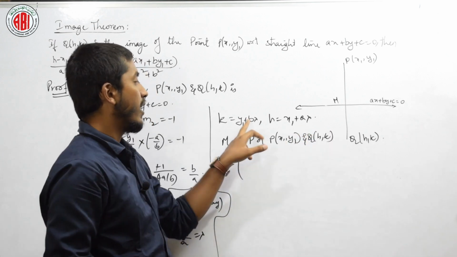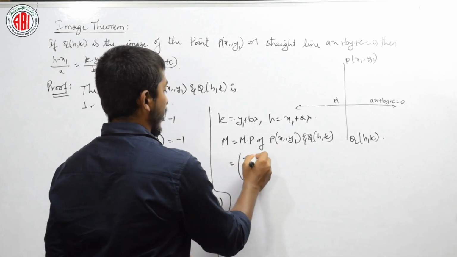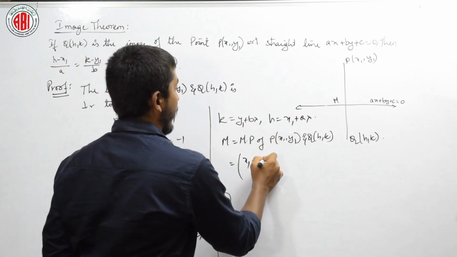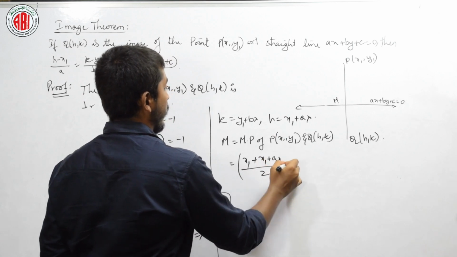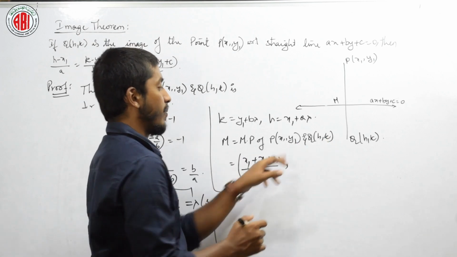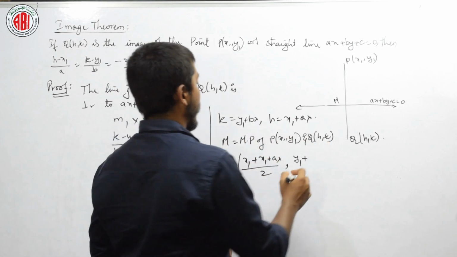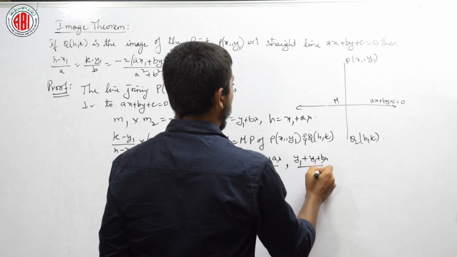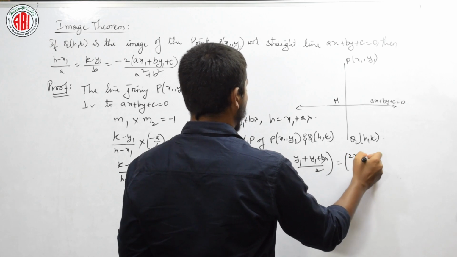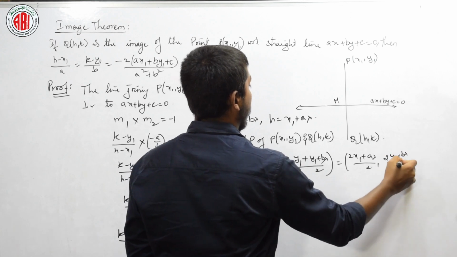What is the midpoint formula? (x1 plus x2) by 2 and (y1 plus y2) by 2. What is x1 here? That is x1. What is x2? That is h. What is h? x1 plus a lambda, that is by 2, comma, and then k is the Q point's second coordinate. Then we will get the second term, that is y1 plus y2. y1 plus, what is y2? That is k. What is k here? y1 plus b lambda, whole divided by 2. This will become (2x1 plus a lambda) by 2, (2y1 plus b lambda) by 2.